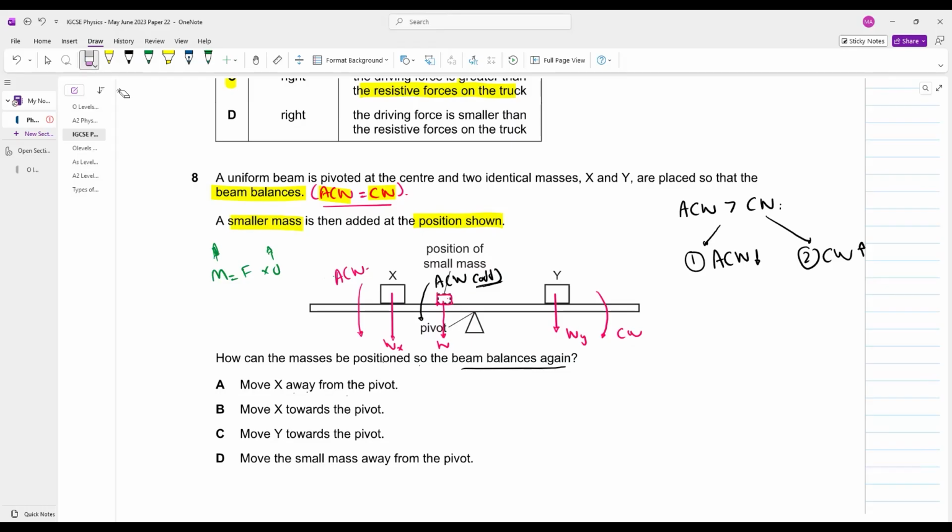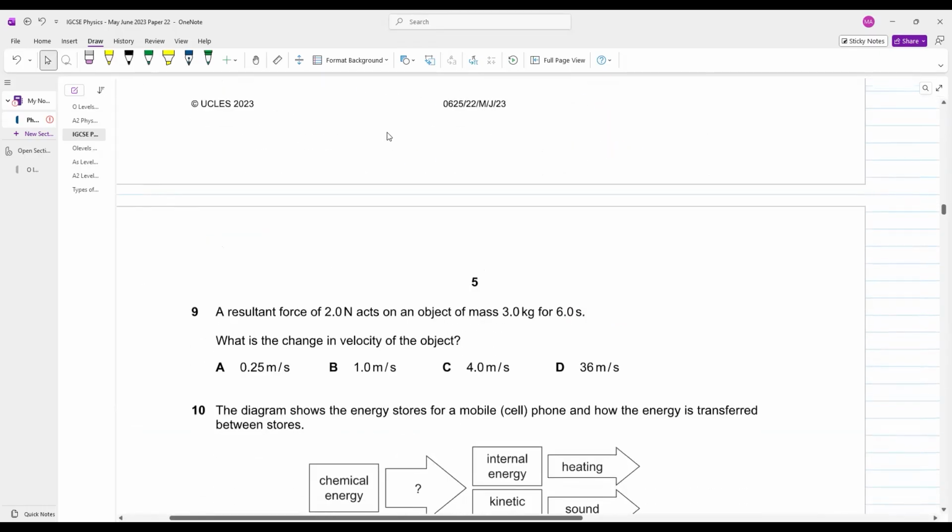Anti-clockwise. We don't need that. हमने तो anti-clockwise movement को decrease कराना है. If you move x towards the pivot, somewhere here, the distance will decrease. The anti-clockwise movement will decrease. Equilibrium will be re-established. B is your answer.